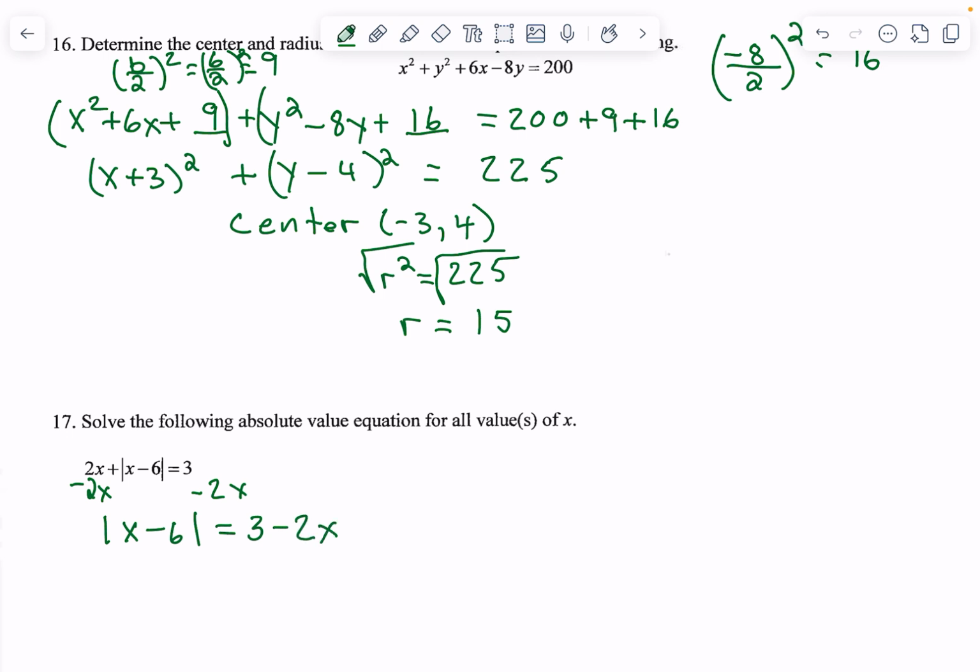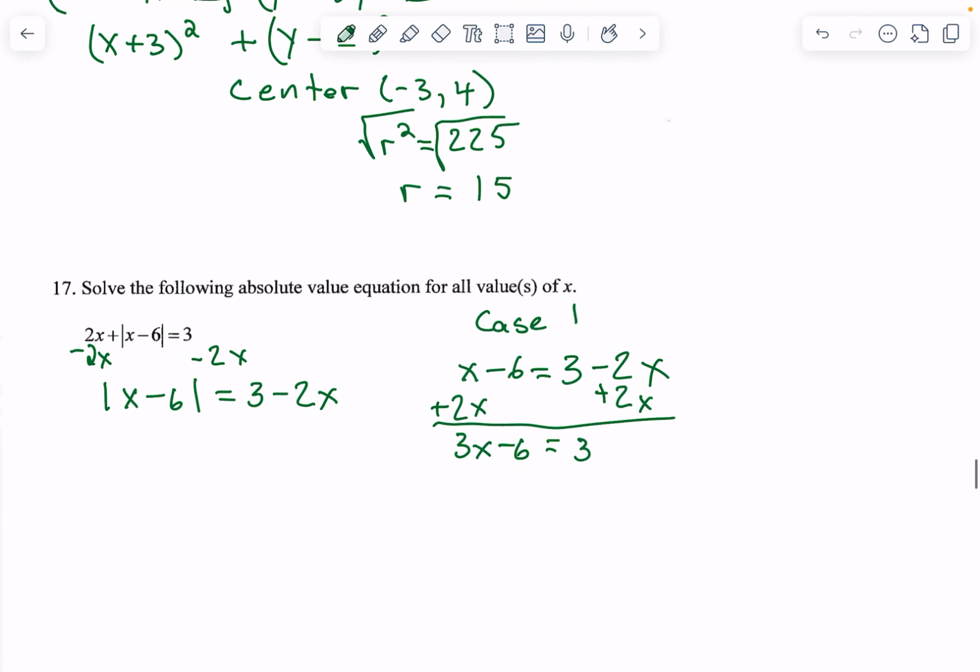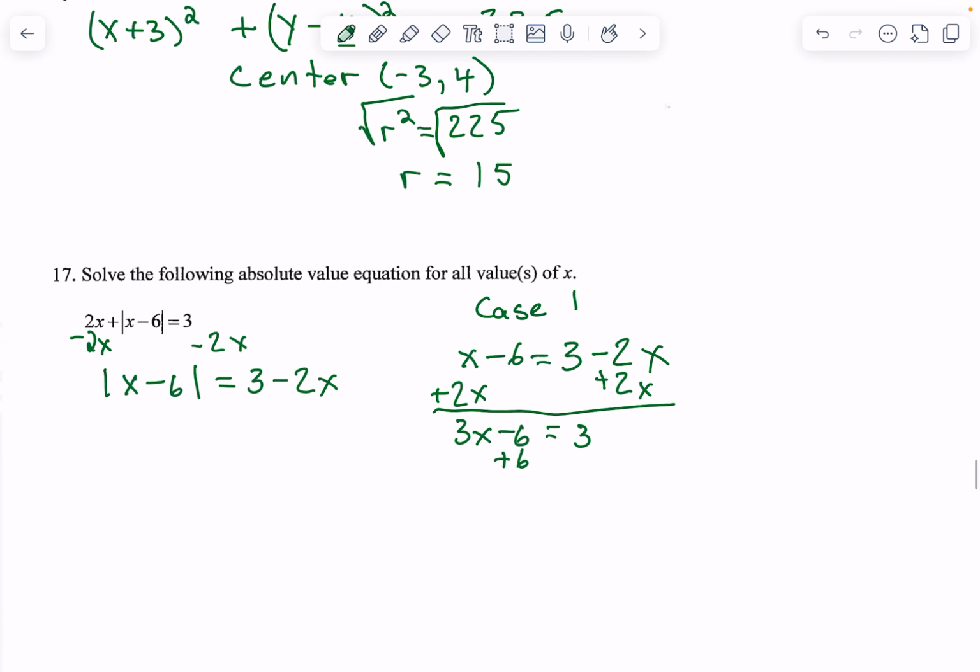Okay, so we have our two cases. Case 1, right? It's just x minus 6 is equal to 3 minus 2x. All right, I'm going to add 2x to both sides. And then we get 3x minus 6 is equal to 3. I'm going to add 6 to both sides. We get 3x is equal to 9. Divide by 3. Divide by 3. I get x is equal to 3.